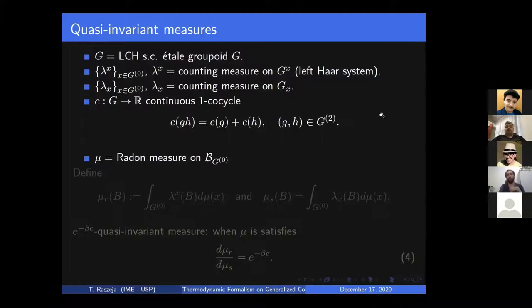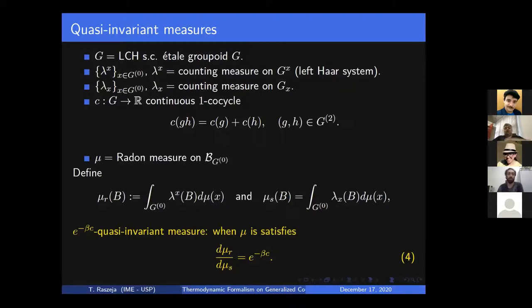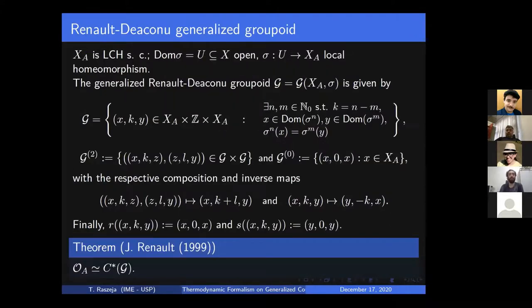And we consider a measure on the Borel sigma algebra on G0, and we define these two range and source measures. For us, an e^(-βc) quasi-invariant measure is a measure for which not only are these two measures equivalent, but this is the Radon-Nikodym derivative. And this is the Renault-Deaconu generalized groupoid.